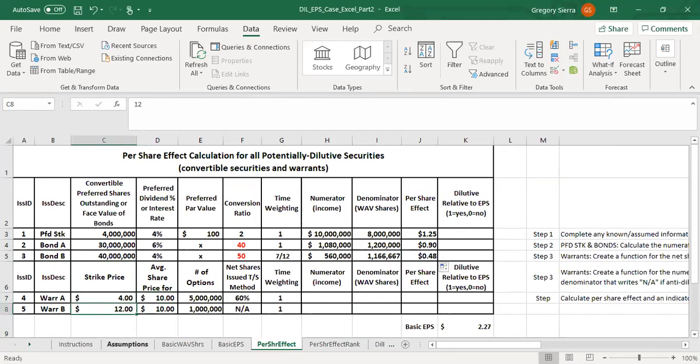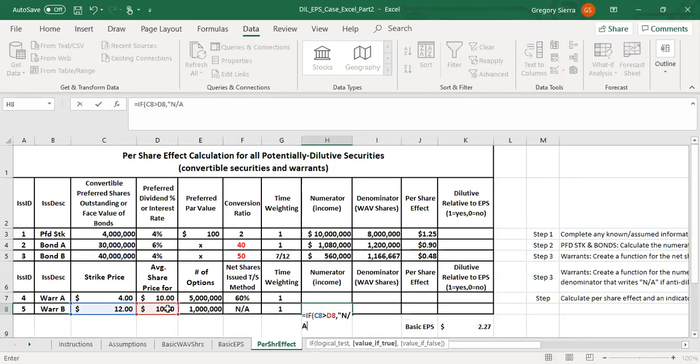In the second case, the strike price is 12. Average market price during the year is 10. So that would be anti-dilutive. So we have to put an if statement in here. And let me start down here with the one that's anti-dilutive. So if strike price is greater than average share price, then what are we going to put? What did I tell you? I said NA over there. Okay, that's what we'll do. That's what I told you to do. So we're going to stick to that.